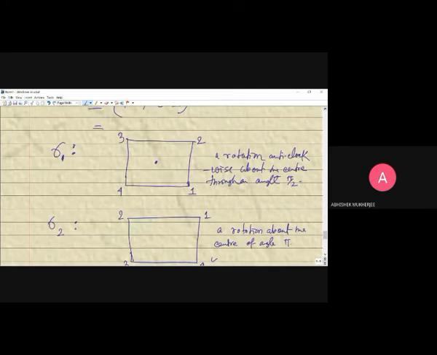Yes. Now, what is this permutation? Sigma 1? One, two, three, four. So at your 1 you have 4, right? And 2 goes to 3, 3 goes to 4, and 4 goes to 1, right? Now what is sigma 2?